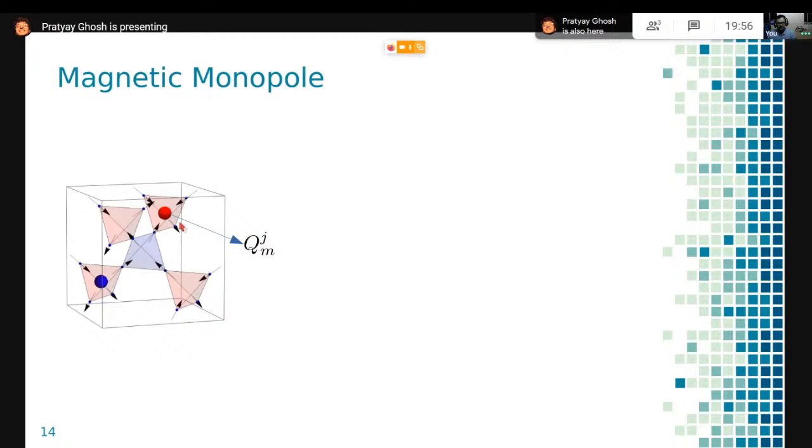I'm saying this is QIM and QJM. This is basically saying that this monopole is at the ith tetrahedron and this monopole is at the jth tetrahedron, but there is no other implication of I and J. So I'm saying that there are two tetrahedra lying not very far apart, where they have a monopole charge, and I'm defining that monopole charge as QMI and QMJ.